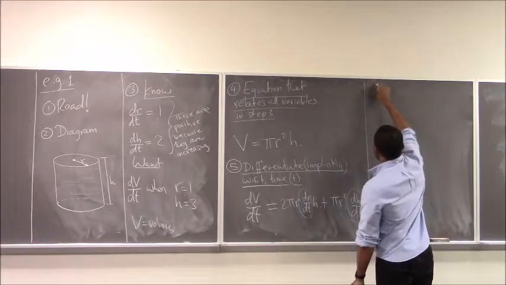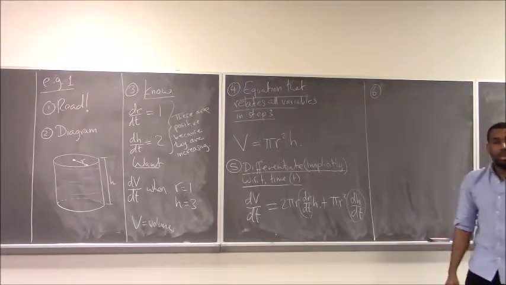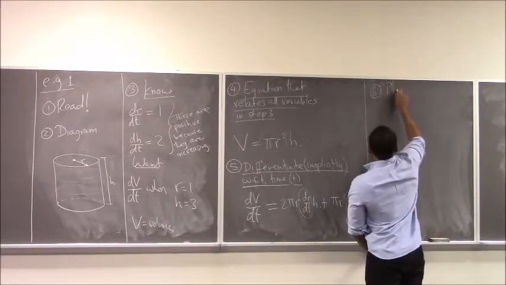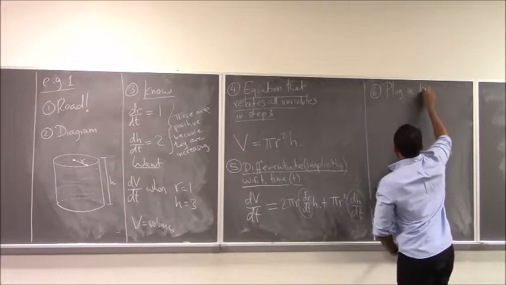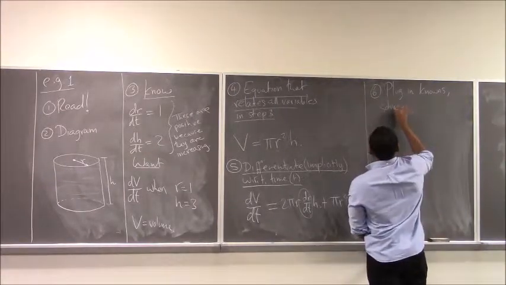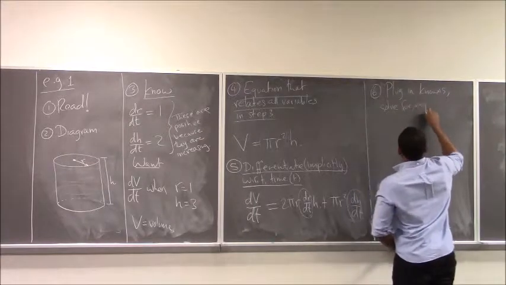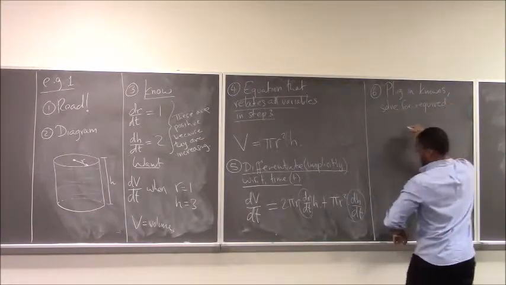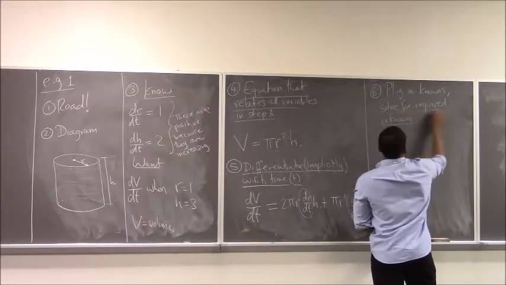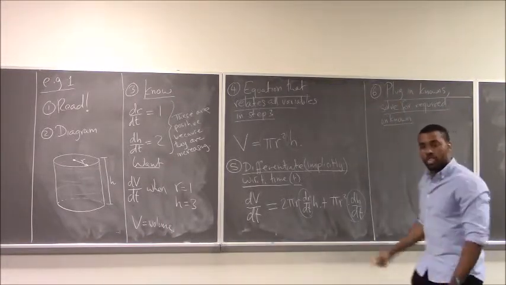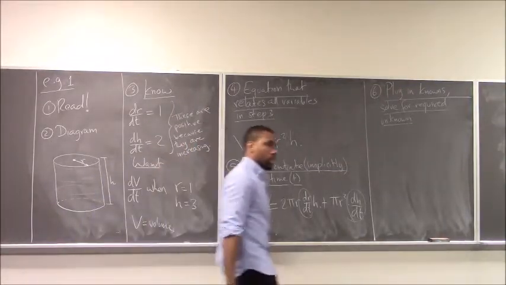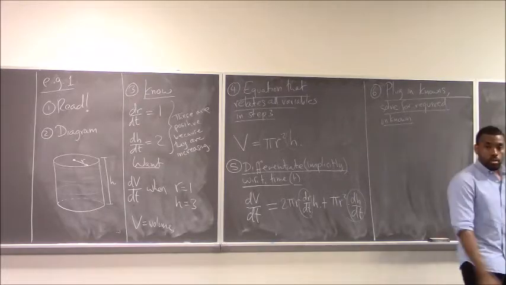Okay, so now it's step 6. Step 6 is to plug in knowns and solve for the required unknown. Now there's a little hiccup that could happen in this step, but we'll deal with that in a later example.